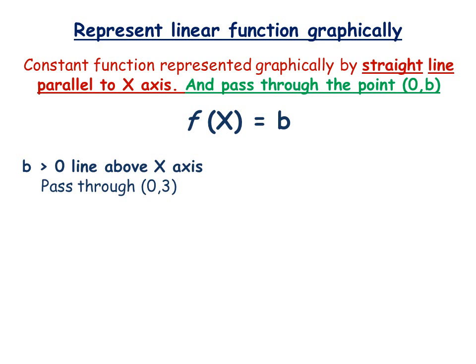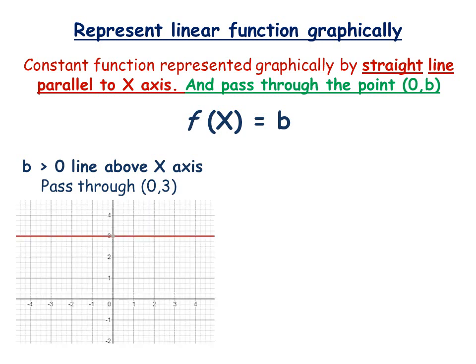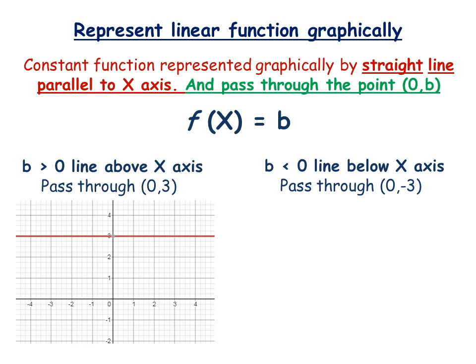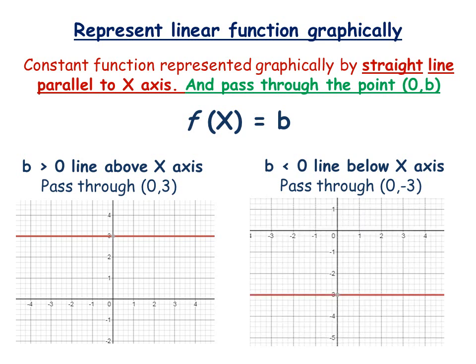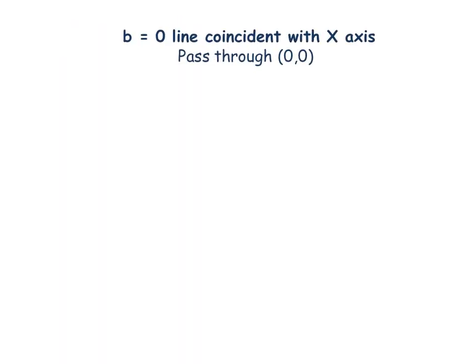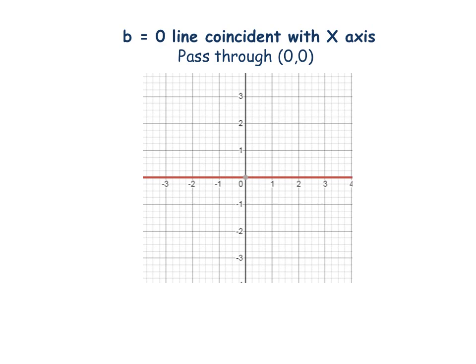So when b is more than 0, this line will be above the x-axis as its images are positive. Like that. Any value of x will give a constant positive number. And when b is smaller than 0, the line will be below the x-axis. And if b equals 0, the line coincides with the x-axis, passing through (0, 0), the origin point, like that. This is the constant function.